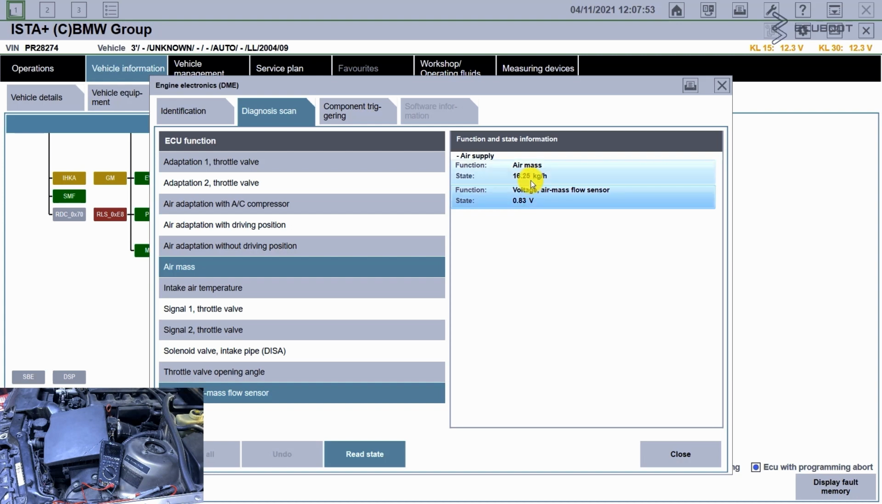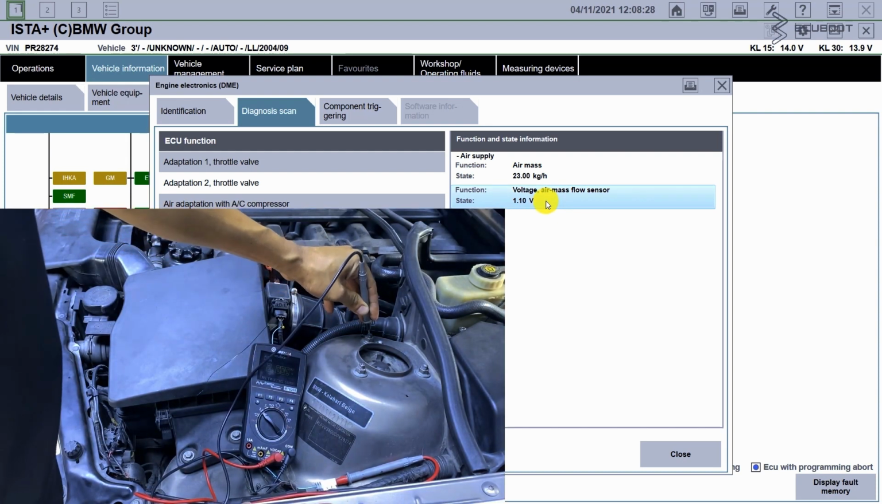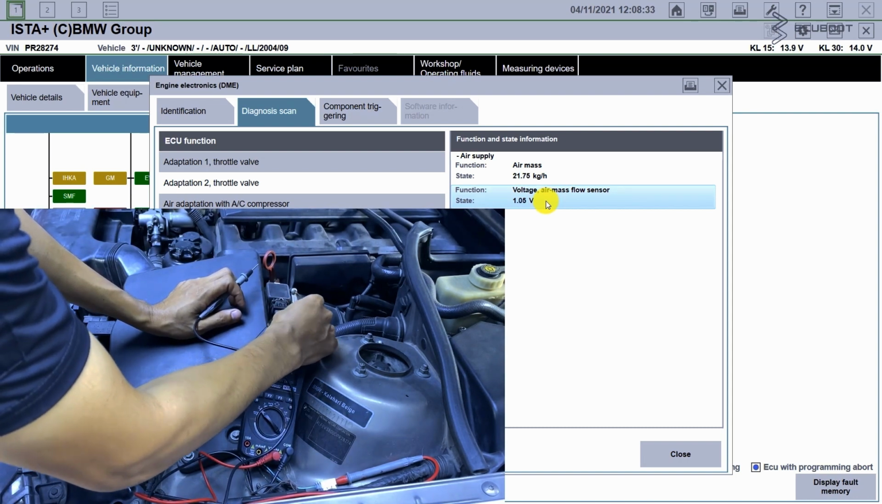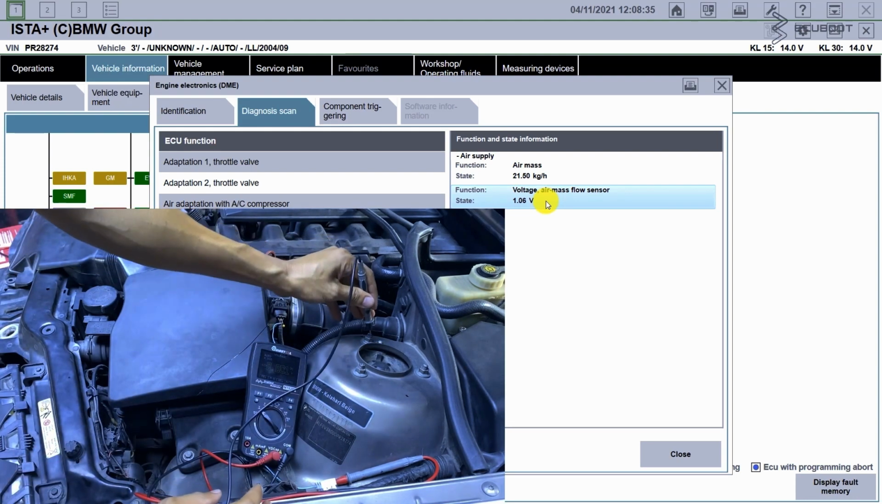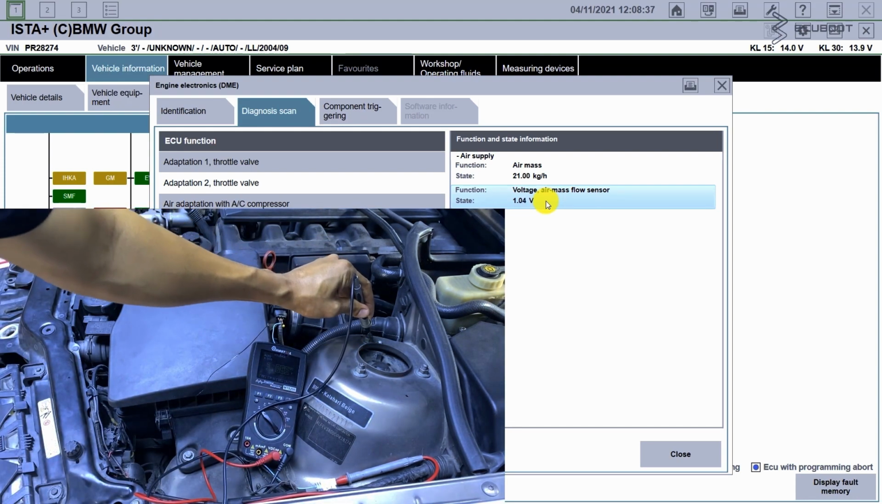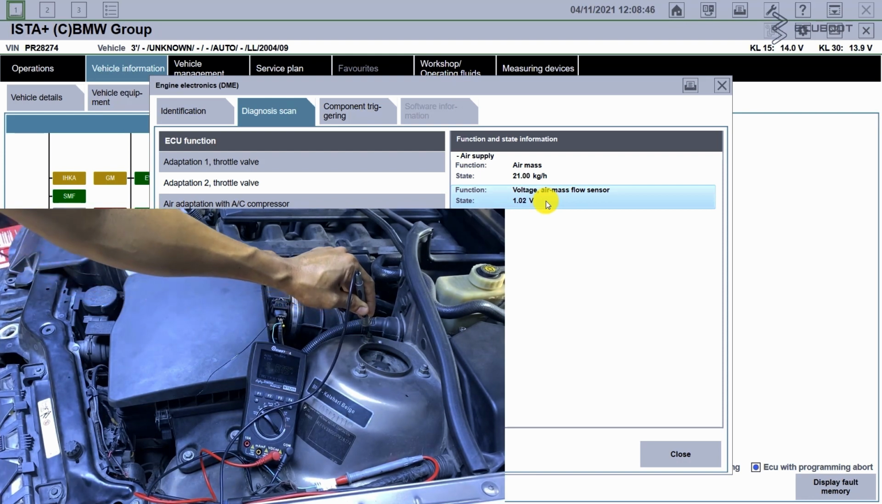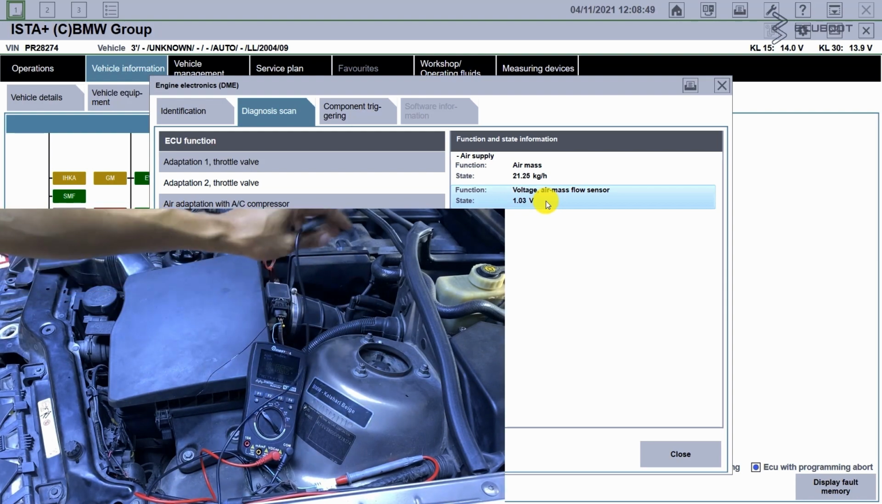Let's turn on the engine. The voltage increases, as well as the air mass. Now we will compare the value between our multimeter and the ISTA. As I mentioned before, the second wire is our signal. I'll probe it again to measure. The voltage we have on our multimeter is 1.07 volts, which is almost the same as the value on ISTA. So we can conclude that our sensor is not malfunctioning.